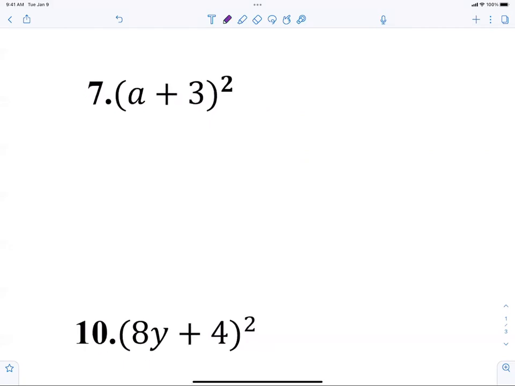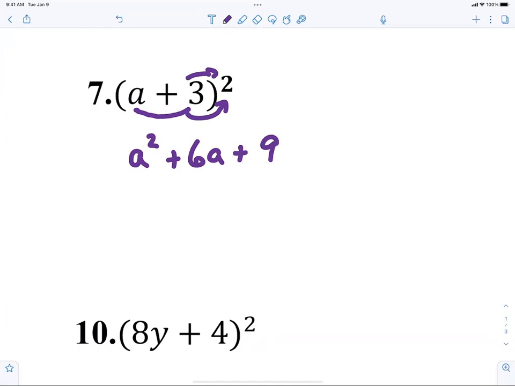Logan, tell me the answer to number 7. A squared. Beautiful. Now multiply this together for me. What's a times 3, times 2? Yes, plus 6a. And then tell me what 3 squared is. There you have it. That's all there is to it.